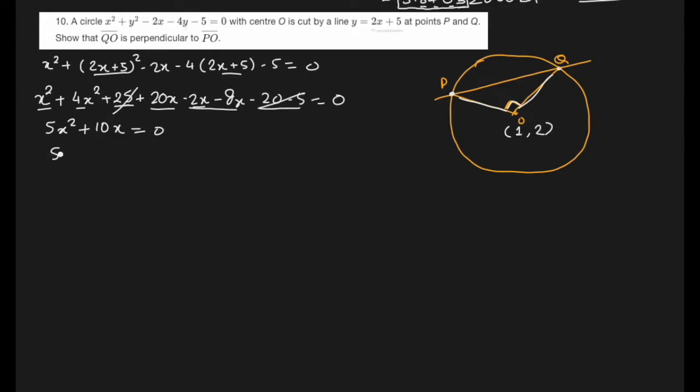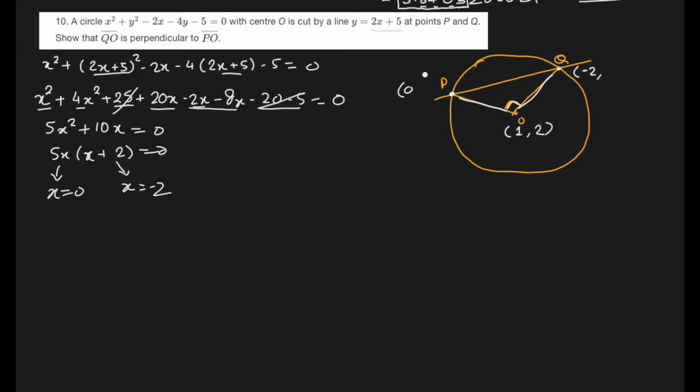So let's take 5x common here. We are left with x plus 2 equal to 0. So this gives us x equal to 0. This gives us x equal to minus 2. So that means the x coordinate of this one is 0. X coordinate of this is minus 2.